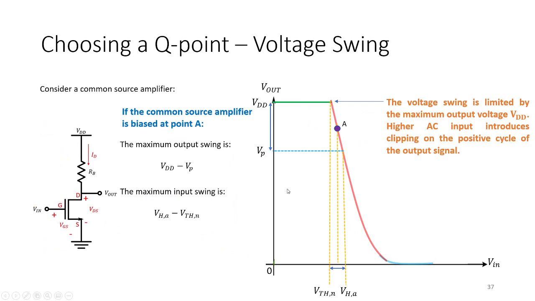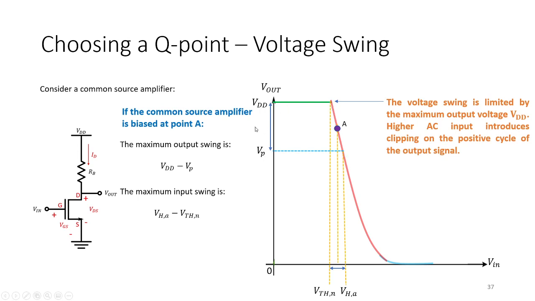So if we consider this, if we bias this, for example, if we introduce a DC voltage here to be at point A, we will get that the maximum output swing of the signal output is at VDD minus some certain VP. So the output signal is limited to VDD minus VP.